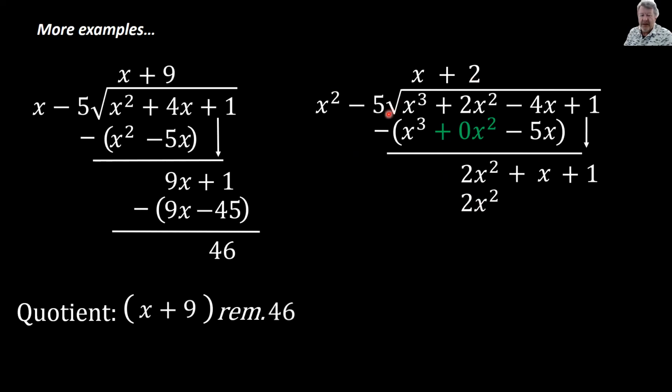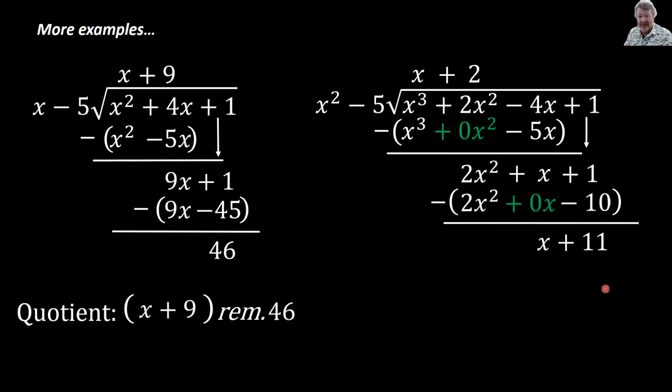2 times negative 5 is negative 10. Well, you can see even more clearly here. It's in the wrong column, so let's shift it across and put 0x in there. Brackets and minus, what do we got? 2x squared minus 2x squared is 0. x minus nothing is just x. 1 minus minus, so plus. So 1 plus 10 is plus 11.